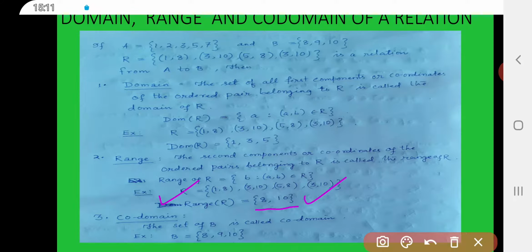Okay, then come to codomain. The set B is called the codomain. Here set B is called the codomain. Okay, so this is your codomain. Set A, set B: 8, 9, 10. And this is your codomain, because the relation is from A to B.